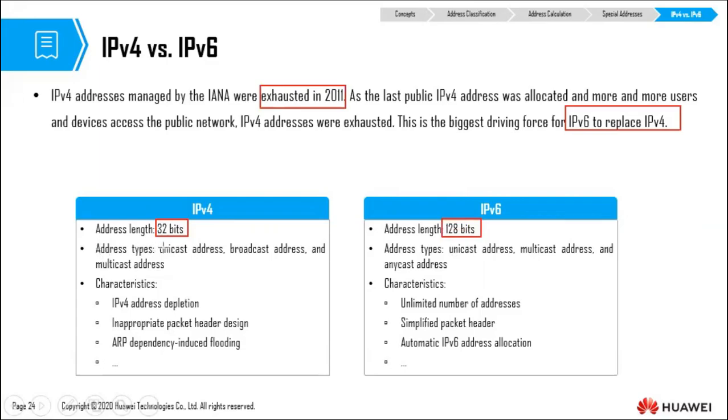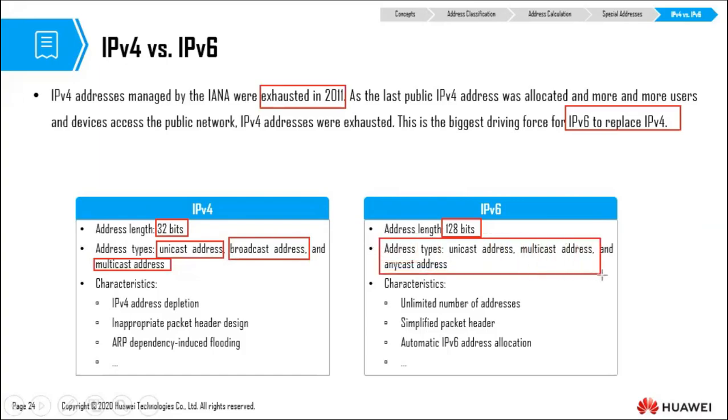The address types in IPv4 include unicast, we've seen. We have broadcast, we've seen. We also have multicast. Among those three, which one is missing in IPv6?